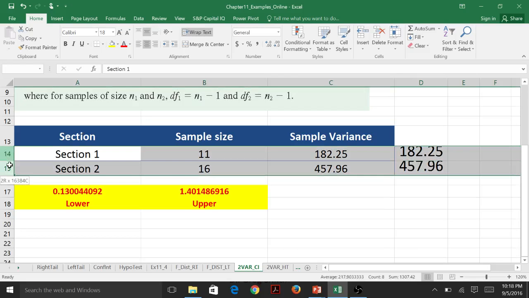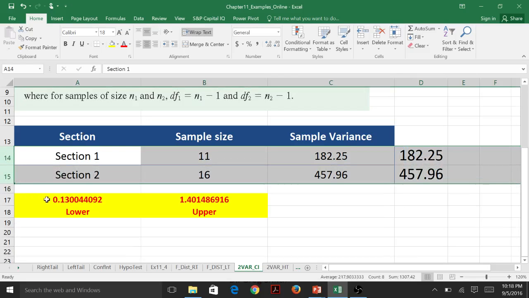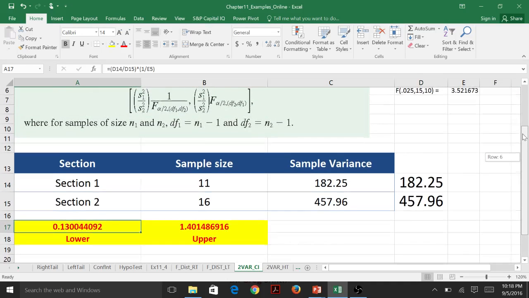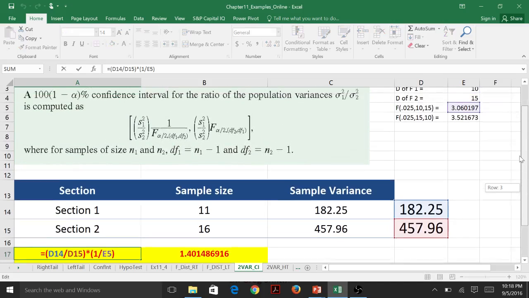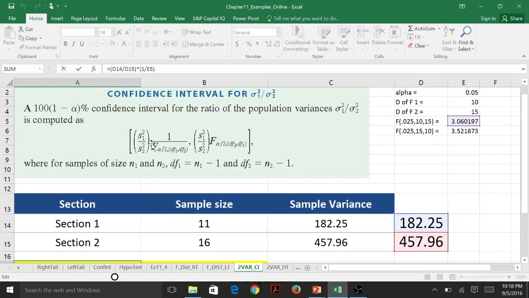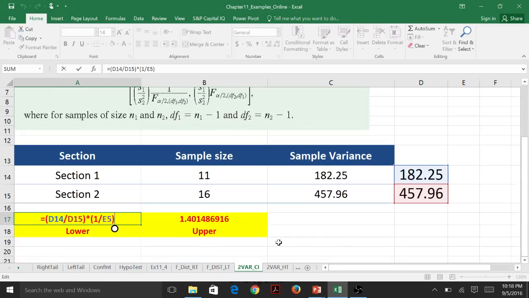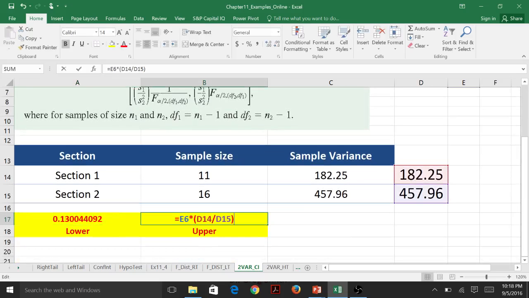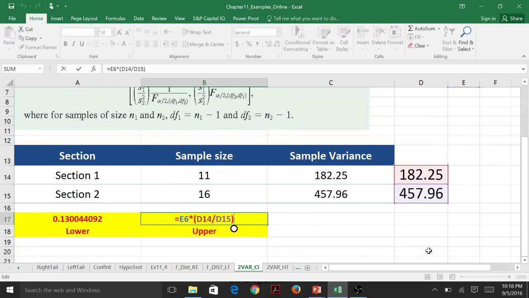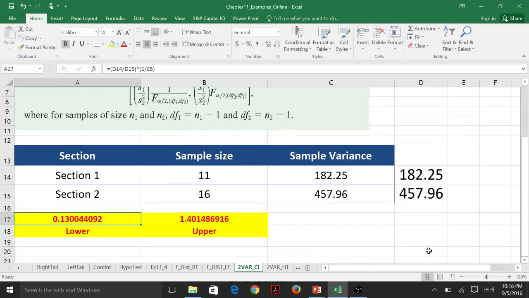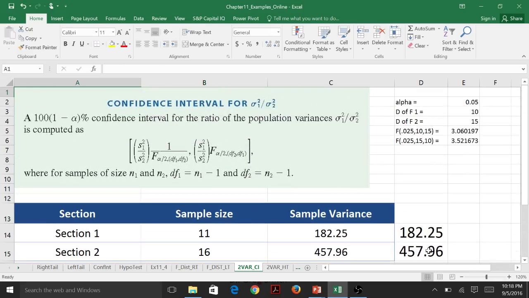And what I'm going to do is a simple calculation. I'm going to take the ratio of the two, and I'm going to multiply by 1 over the first, as we see here. Then I'm going to do the same thing for the second using the formula, their ratio, and then multiply by 3.52. That gives me the confidence interval, in this case, the 95% confidence interval for the ratio of the population variances.